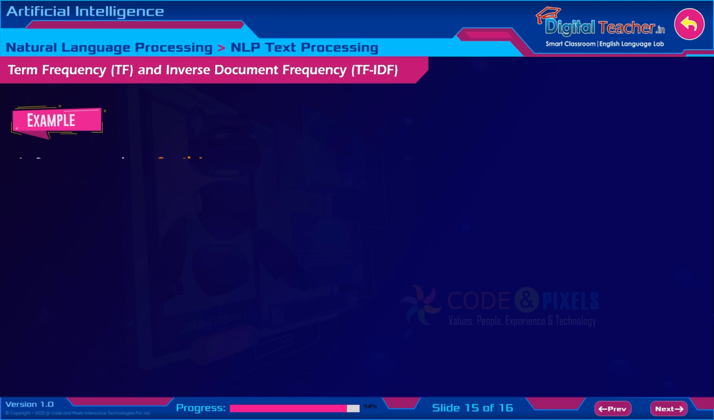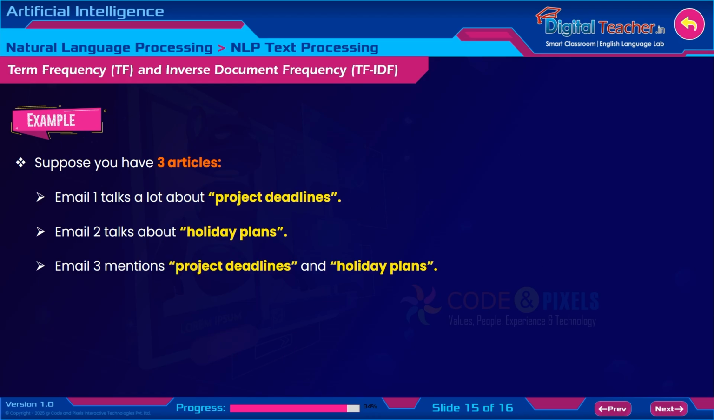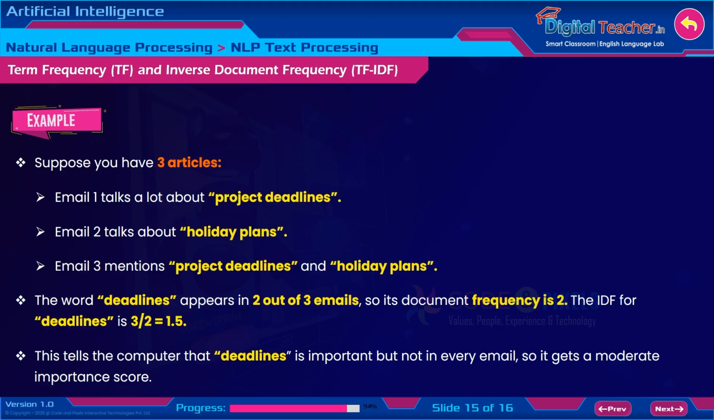Example. Suppose you have 3 emails. Email 1 talks a lot about project deadlines. Email 2 talks about holiday plans. Email 3 mentions project deadlines and holiday plans. The word deadlines appears in 2 out of 3 emails, so its document frequency is 2. The inverse document frequency for deadlines is 3 divided by 2, which is equal to 1.5. This tells the computer that deadlines is important, but not in every email, so it gets a moderate importance score.